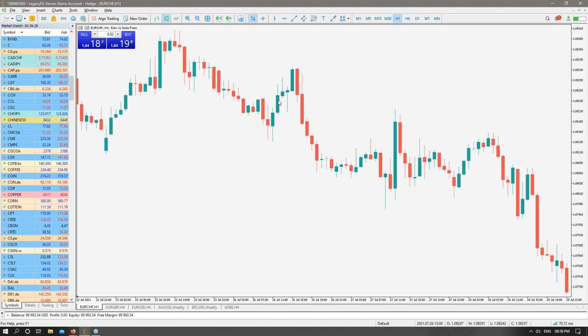All right, so let's take a look here. Here we have a bullish pin bar. And this is what I mean. You have a small body and a really long tail.